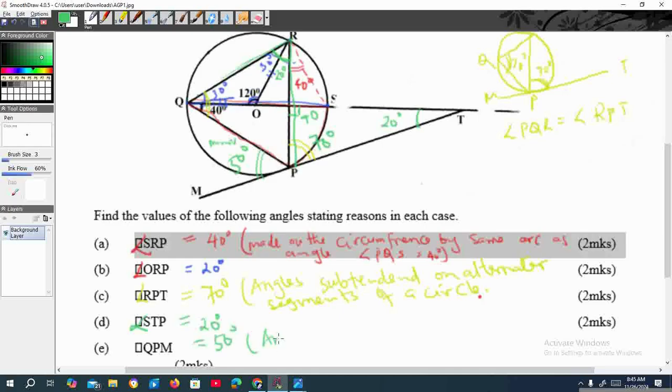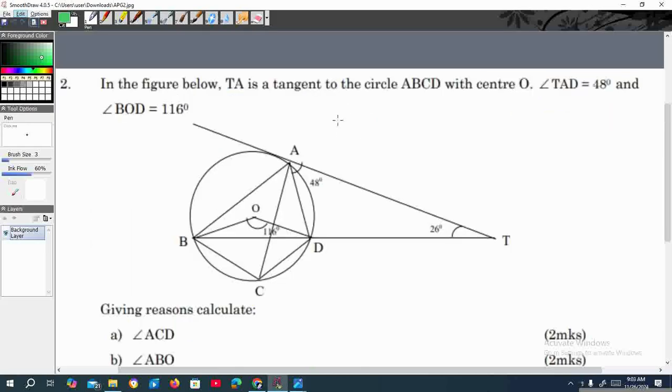Reason: angles subtended on alternate segments by the same chord. They are the same as this one. There are two reasons. Let's get another question.